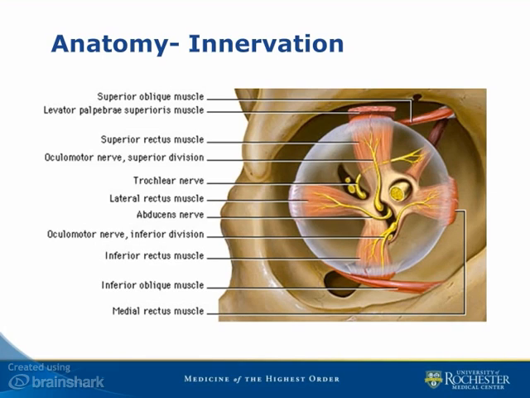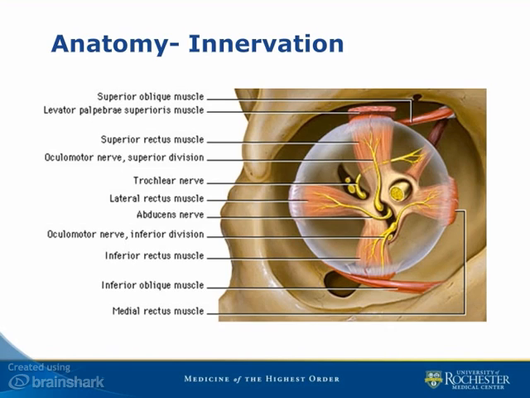To begin discussing the anatomy of the extraocular muscles, we'll consider the innervation. This slide shows the posterior orbit with the globe removed. As you can see, the extraocular muscles are demonstrated with their innervation. The fourth cranial nerve, the trochlear nerve, enters the orbit through the superior orbital fissure, outside the annulus, and innervates the superior oblique muscle. The sixth cranial nerve enters the orbit within the annulus and innervates the lateral rectus muscle.